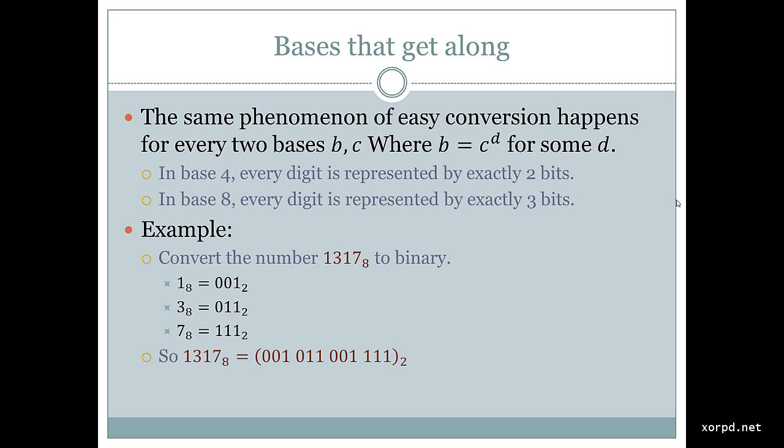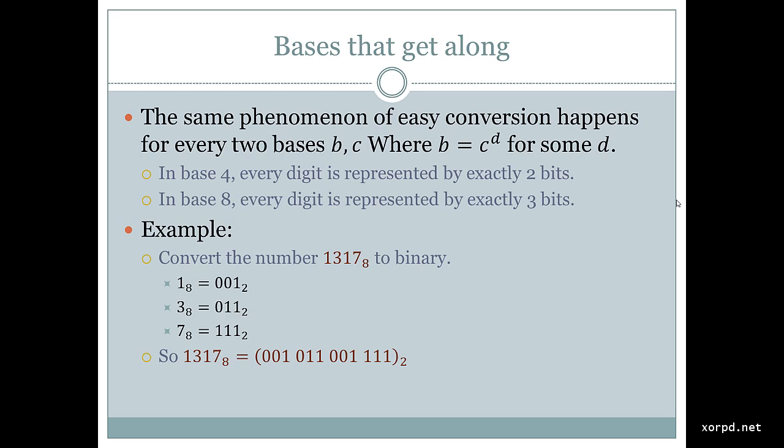Bases that get along. The same phenomenon of easy conversion happens for every two bases B and C, where B equals some power of C. For example, C to the D for some D, and all of those numbers must be integers. For example, in base 4, every digit is represented by exactly 2 bits. And in base 8, every digit is represented by exactly 3 bits. That is because 4 equals 2 to the 2, and 8 equals 2 to the 3.